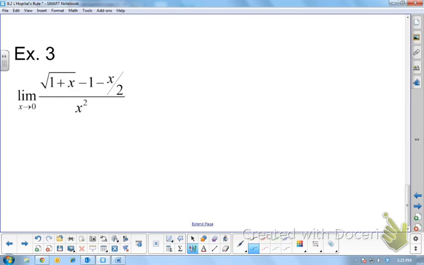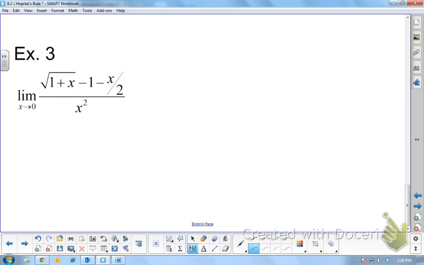What must we check first? If L'Hopital's rule actually applies. To see if when we plug in 0, we get 0 over 0, or if we got infinity over infinity. So I want you guys to plug it in first and see if L'Hopital's rule applies.